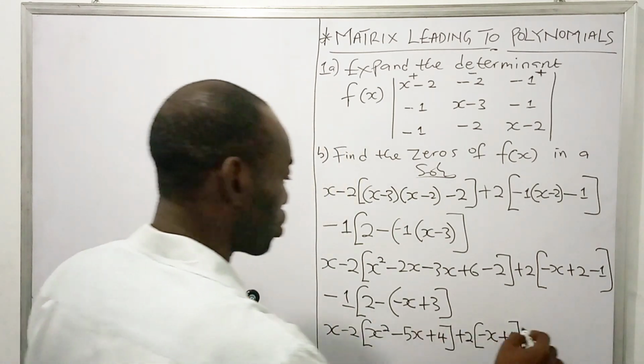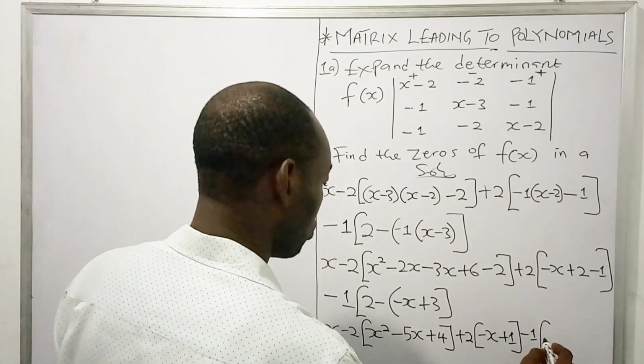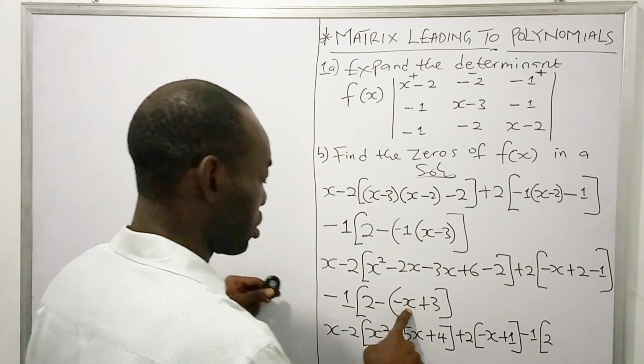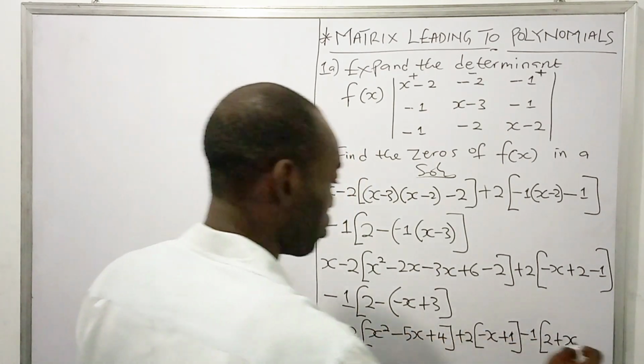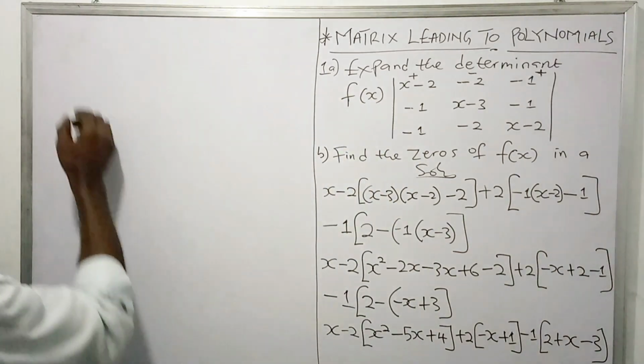Then here we have minus 1 into 2, minus times minus x will give us positive x here. Then minus times positive 3 will give us minus 3 from here. Okay, so let's go over to this other part of the board.